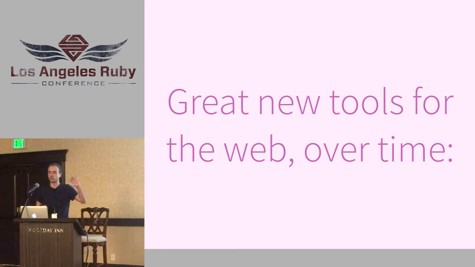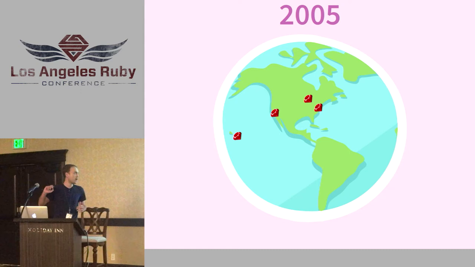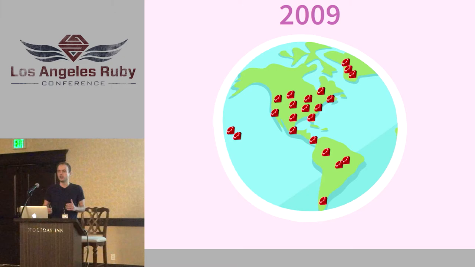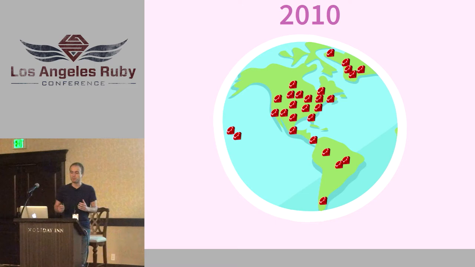If you were to chart all the great new tools for web application development over time, starting in 2005, gems start popping up. 2006, as time goes on, more and more awesome web tools, best of breed tools for building web applications, not just Rails, but HAML, SASS, all this other cool stuff was being born out of the Ruby community. And so if you wanted the best tooling, you'd look to Ruby.